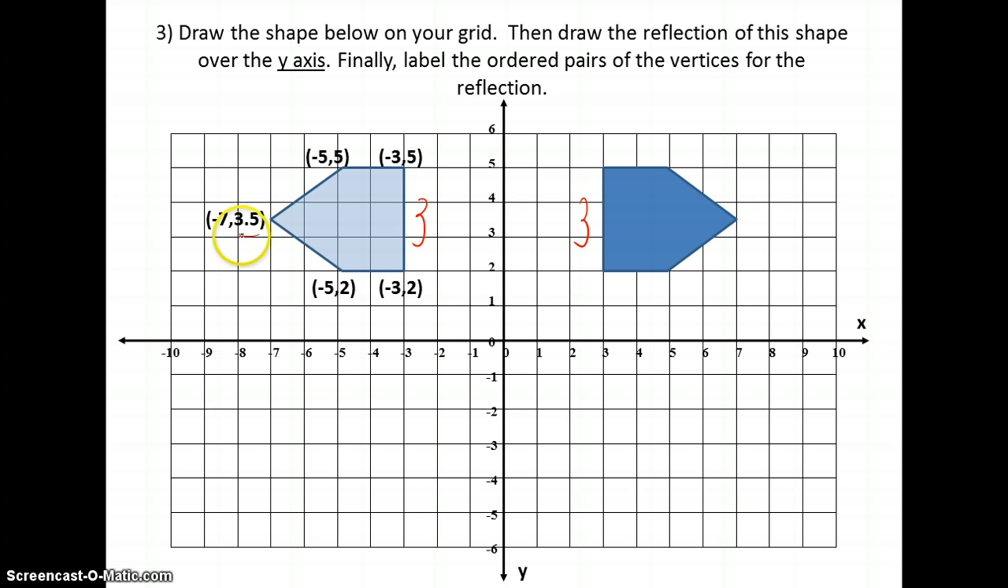Look here, this coordinate is 3.5, because when I go to -7 and count up, I count up 1, 2, 3, and it's not quite to 4. It's right in the middle of 3 and 4, so the y coordinate in this case is 3.5.